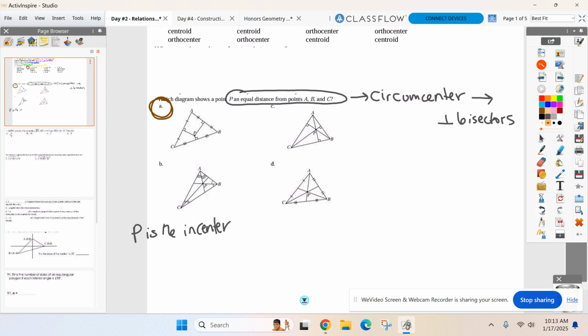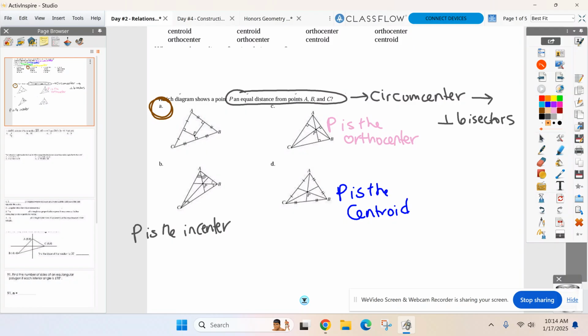All right, let's go to C. Anybody know what I'm showing there? The intersection of the. Those are all altitudes, correct? So that would be my orthocenter. And then down here, what am I showing? The intersection of the medians, because medians go to the opposite side's midpoint. So point P would be the centroid. Ooh, a lot on here, huh? A lot on here.